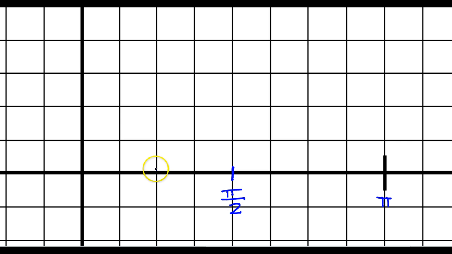And then I want to go half of that and mark that. That's going to be pi over 4. Half of pi over 2 is pi over 4. Now this one over here, in between these two, this is always 3 of these, because this is 1/4, 2/4. This will be 3/4, so 3 pi over 4. Okay, so these are the markings that we will use.